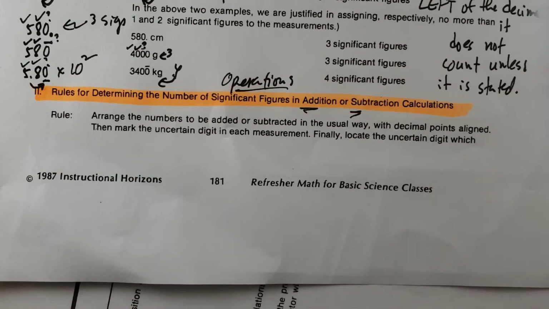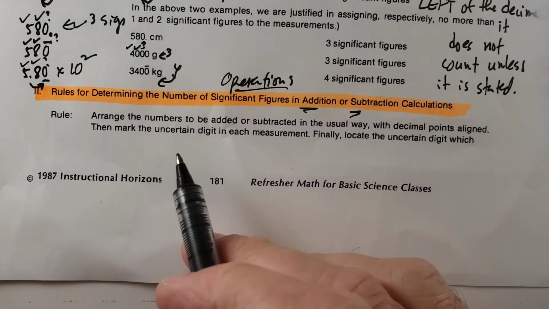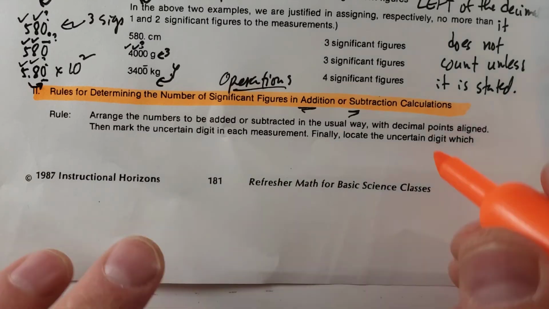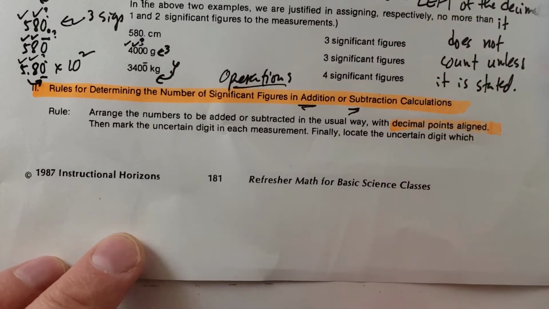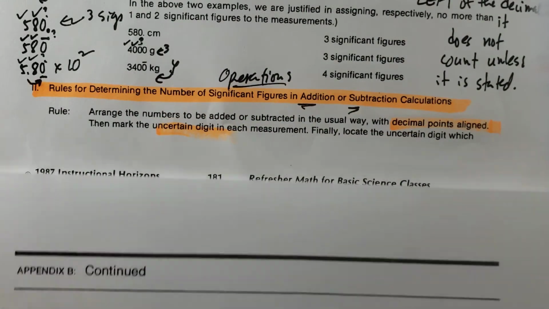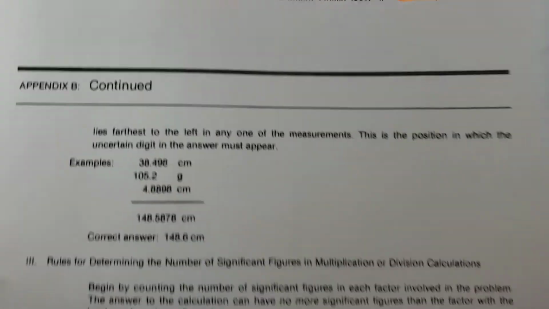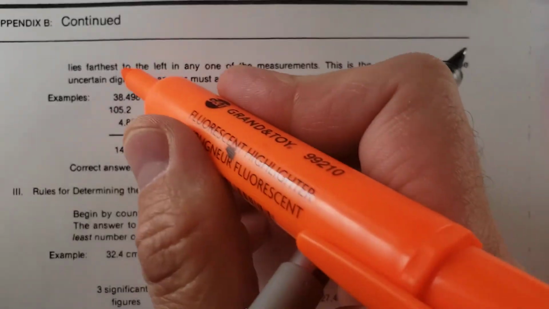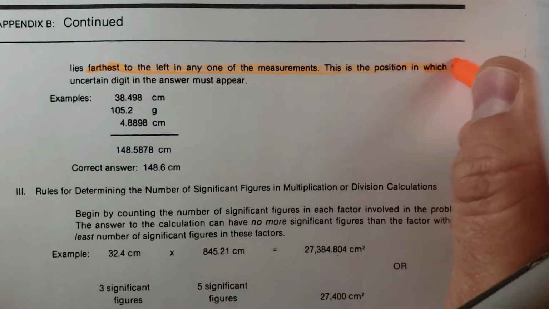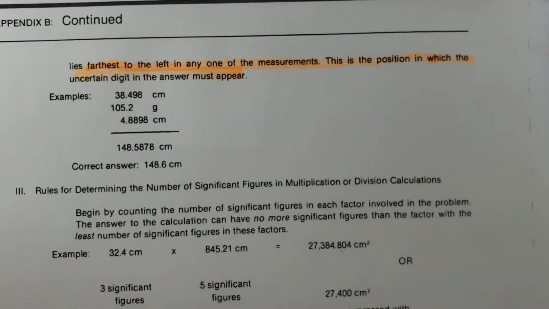All right, so adding and subtracting. What you can think of doing is arranging the numbers in the usual way with decimal points aligned. Mark the uncertain digit in each of the measurements. And then lastly, find the one that lies farthest to the left. That position is going to indicate where the uncertain digit in the answer is.